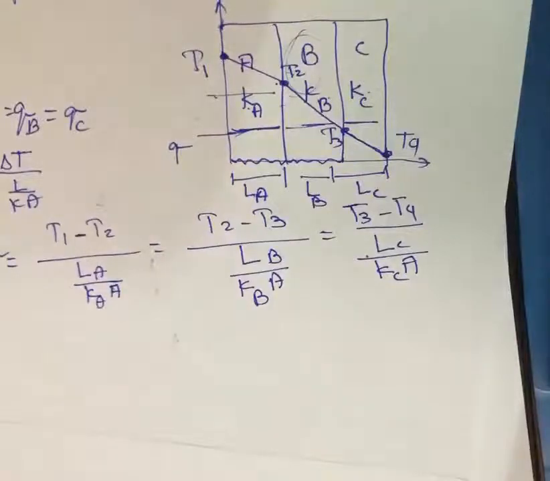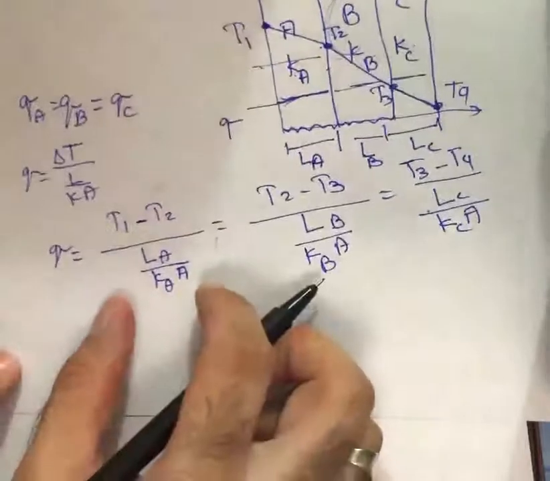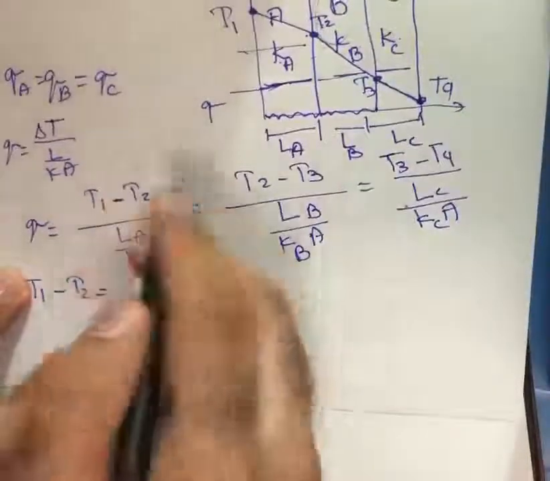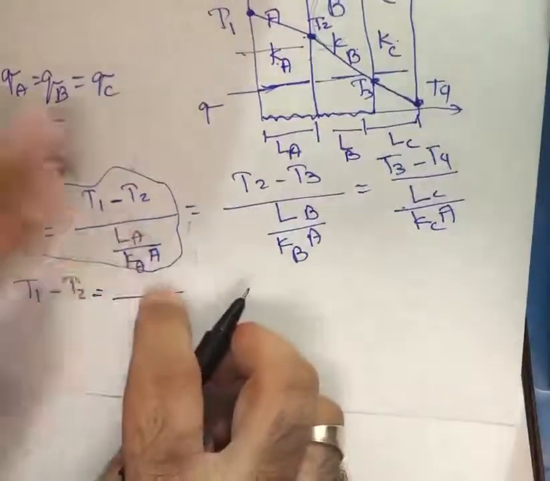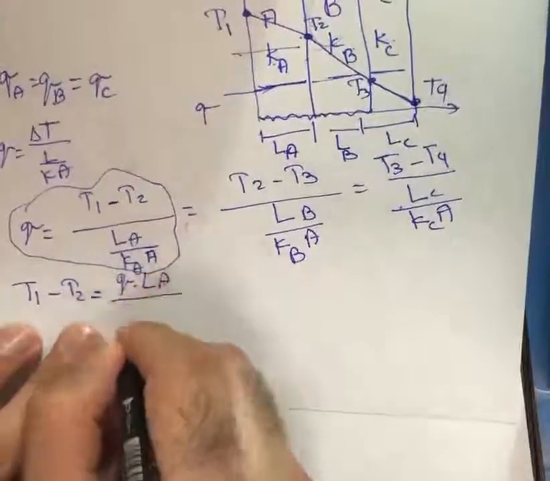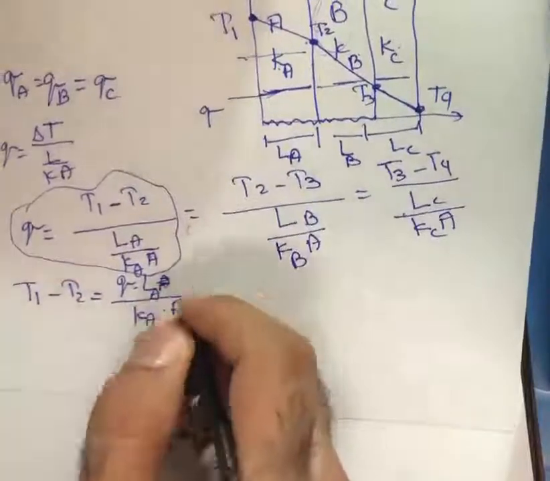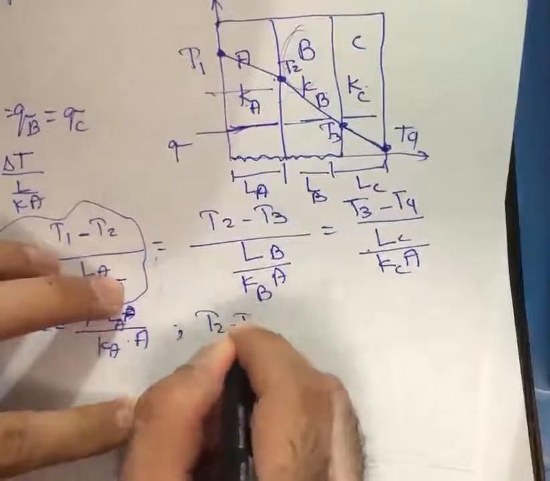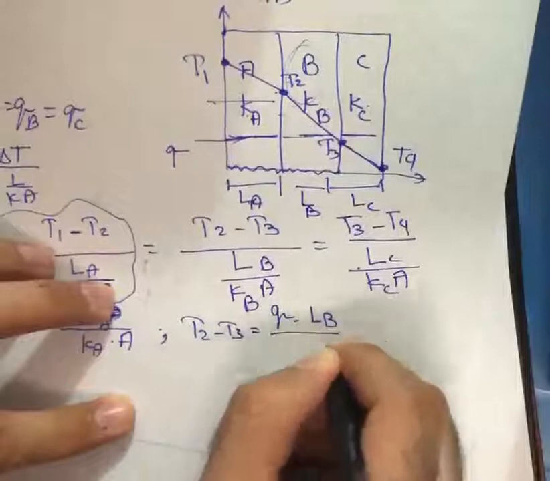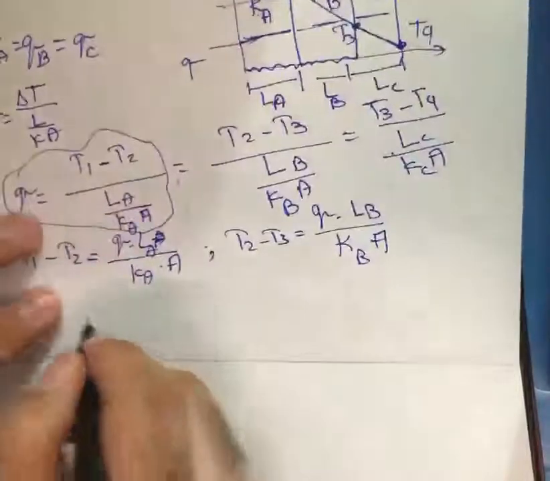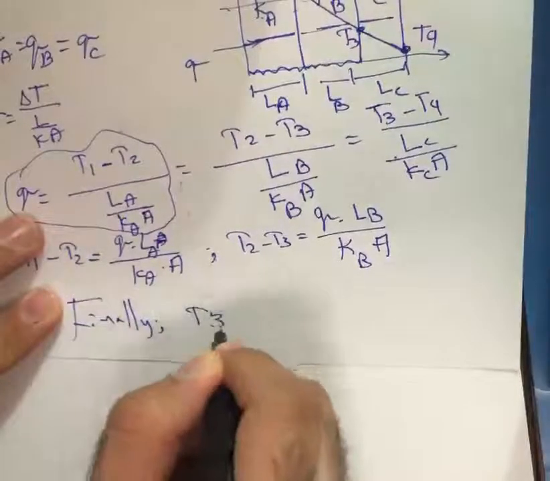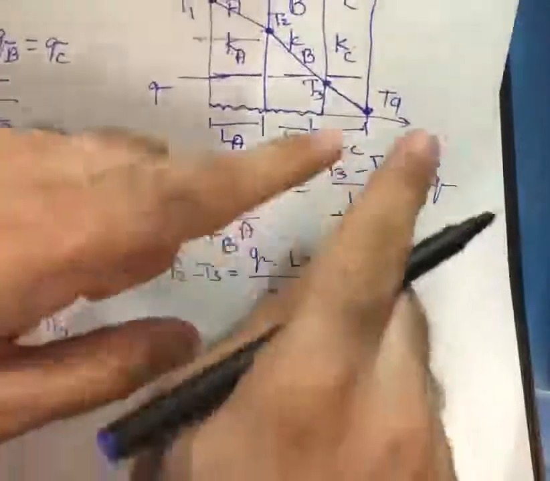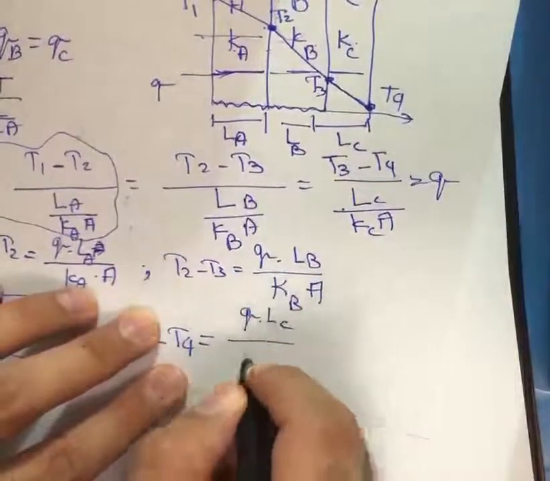And this thing we illustrate. Now we will do the following. This can be written like this: T1 minus T2 equals, I can transfer this term to the other side, so that this will be Q L of A divided by K of A times A. I mean, this is the length of A. Beside that, I will treat this with the Q, so that T2 minus T3 will be Q multiplied by the length of wall B divided by K of B multiplied by the area. Finally, T3 minus T4 is equal to Q, so I transfer this to the other side until I get Q L of C divided by K of C times A.